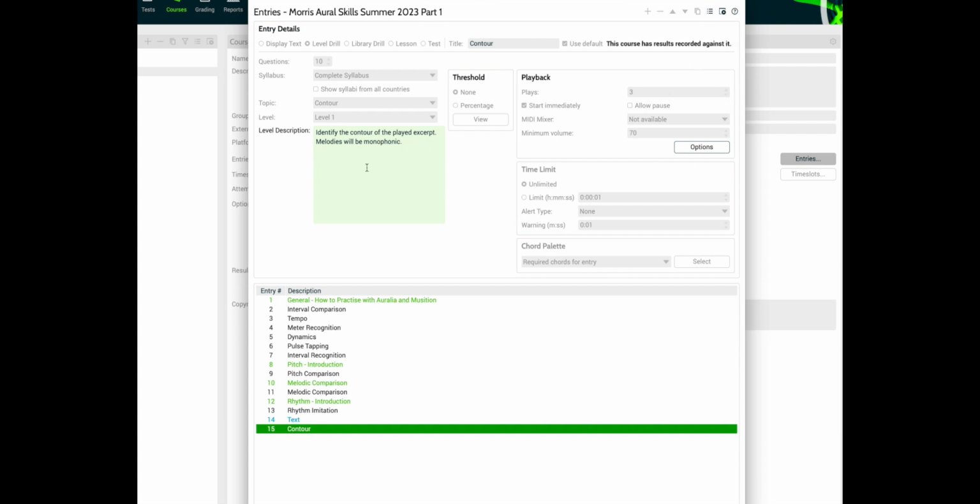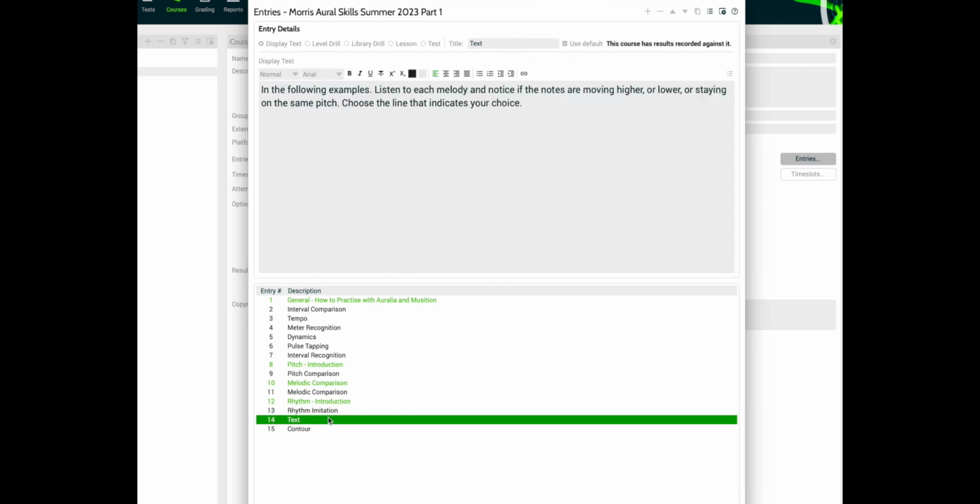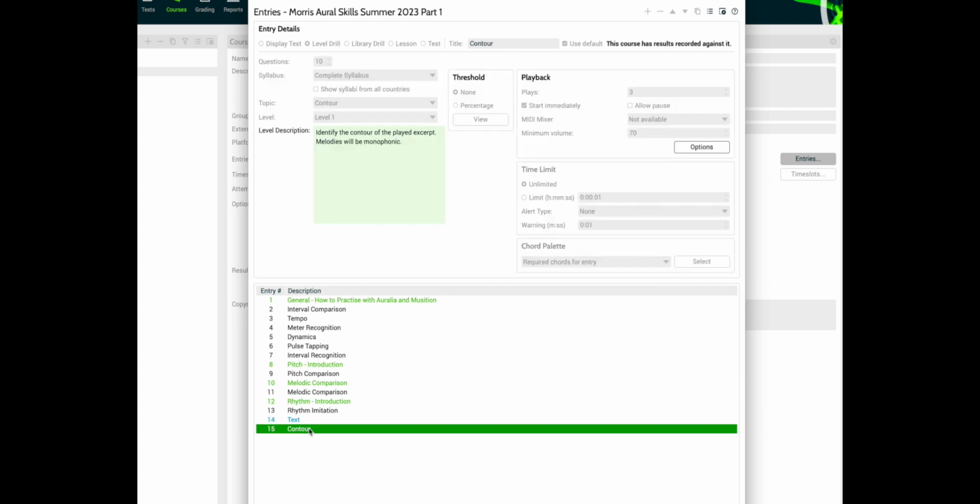All right, now we're going to do contour. Now in contour, actually this is a text. You're going to listen to each of the melodies and notice if the notes are moving higher or lower or staying on the same pitch. There are lines here, and you'll see that, and those will indicate the direction of the contour of the melody.